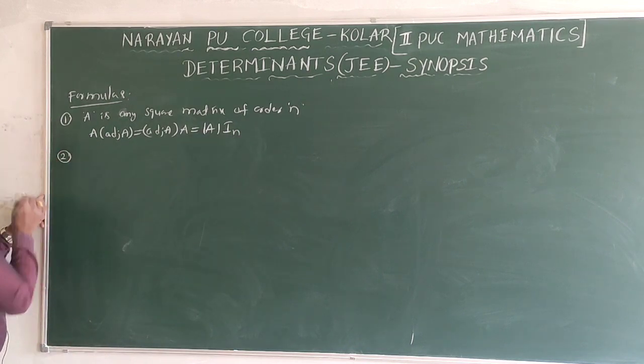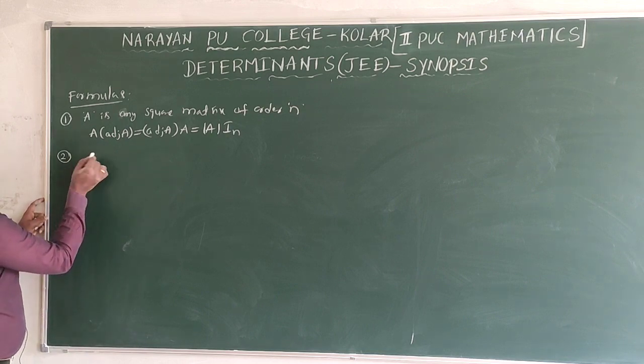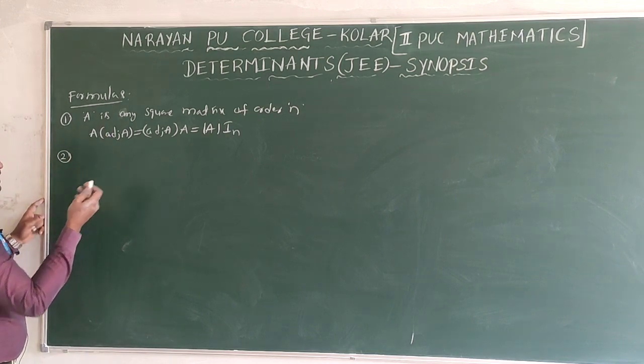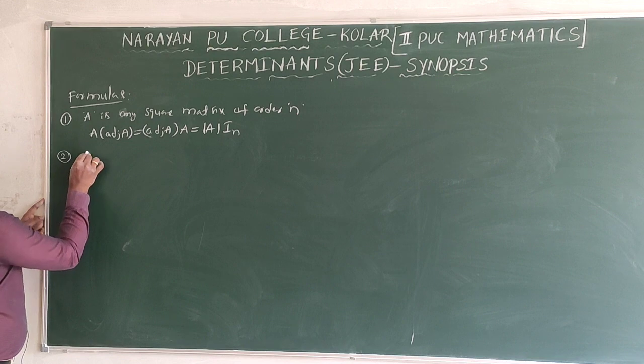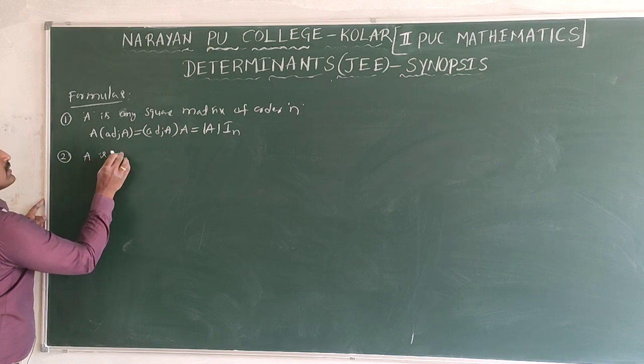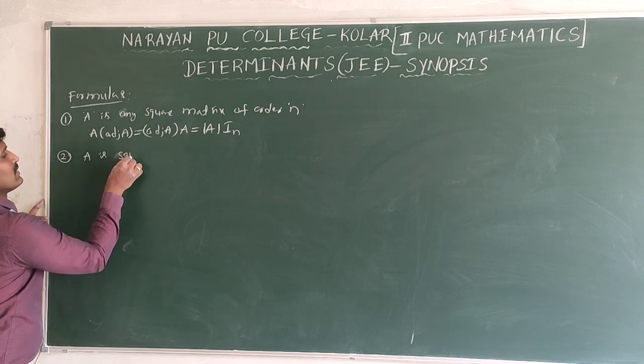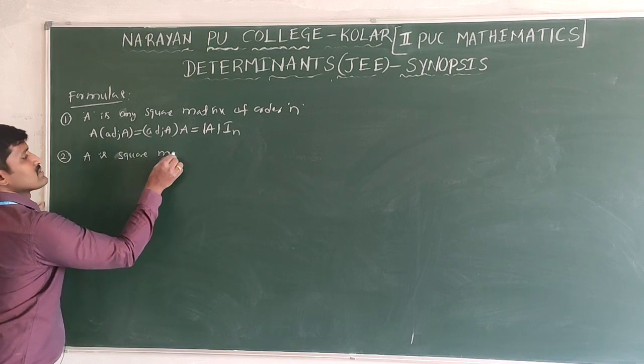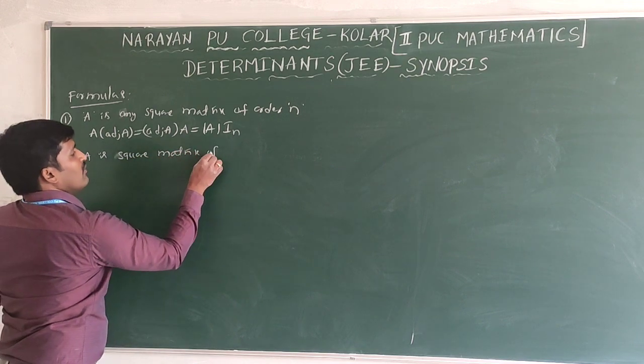Next, second one. Same, A is a square matrix of order n.